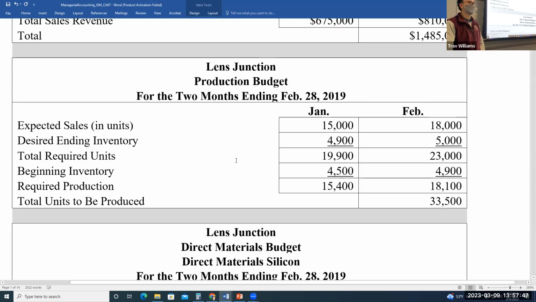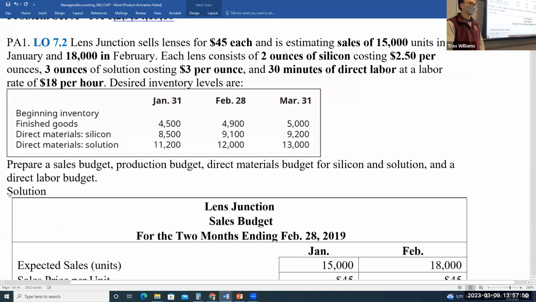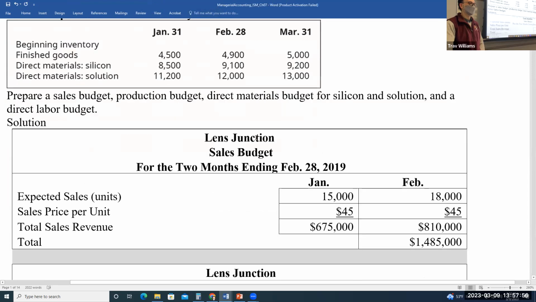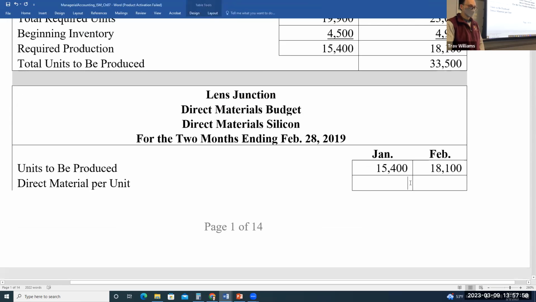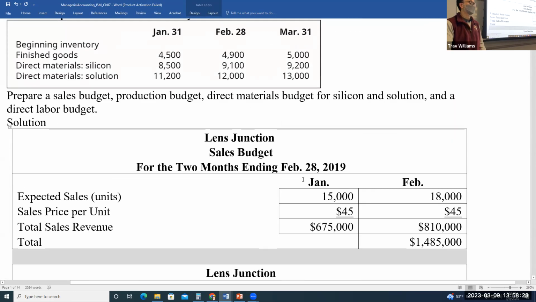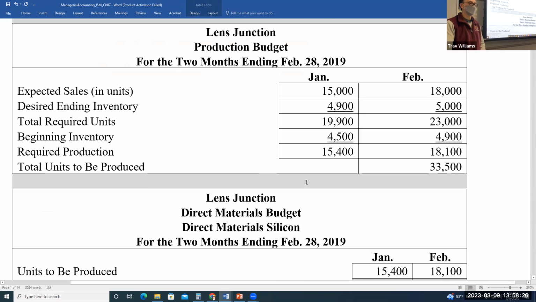Direct material per unit, they told us up here. Well, we'll put 2 because it's 2 ounces of silicon. We'll get into the cost later. Right now, we'll just stick with units because now we're dealing with units of materials, right? So this is how many finished good units we need to produce of our product. But each of those will take 2 units of materials, and in this case, a unit is an ounce of material. But it also says it takes 3 ounces of solution. Yes, we're going to do that one separately. Yeah, there'll be a separate budget for that.